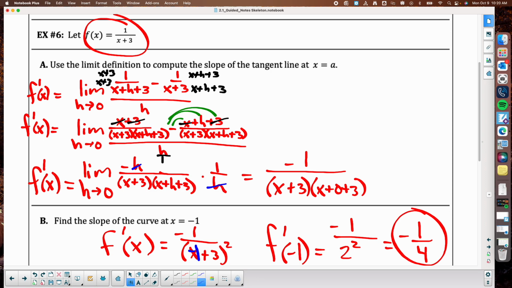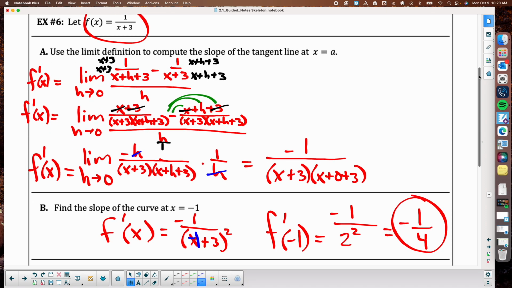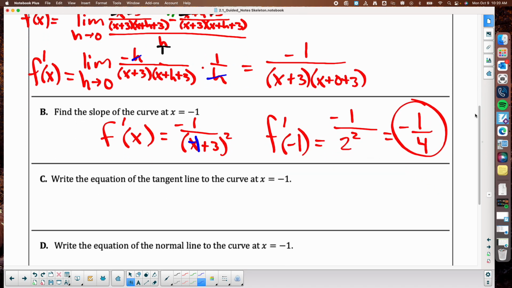Maggie? No. I'm just a little confused. I'm trying to figure it out though. Okay. Does the negative h over the h cancel to create -1? Yeah, because it's negative h. Oh, I see it, got it. Alright, that makes sense then, thank you. Should I move down? Okay. Try C. So we found the slope.